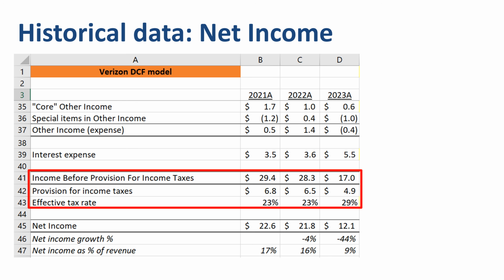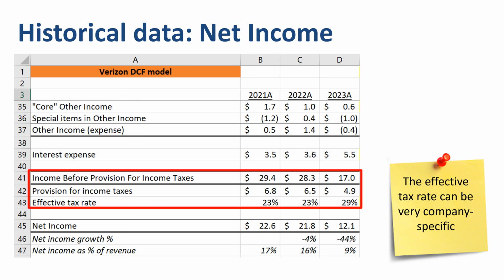This effective tax rate can be higher or much lower than the statutory tax rate, so it's worth reviewing what drives it. For example, the effective tax rate jumped in 2023 as the goodwill impairment charge is not tax deductible. So the 2021-2022 effective tax rate is much more representative. The effective tax rate can be very company specific, so always review it for the company that you are modeling rather than just relying on a generic rate.